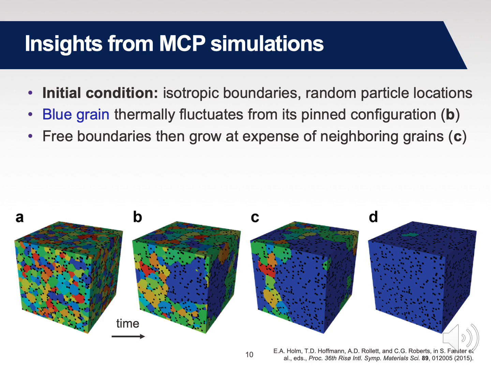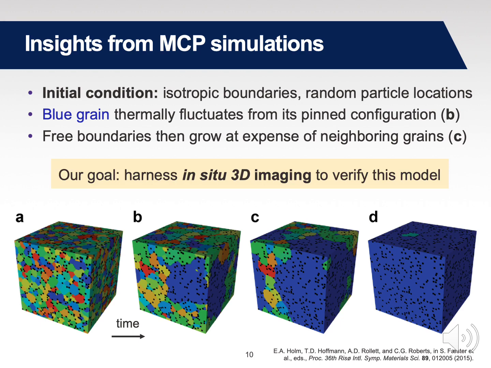It's important to keep in mind here that her simulations make a number of assumptions, as I mentioned above. Perhaps the biggest is on the particle distribution, that the particles are located randomly in this three-dimensional material. But of course, this is easier to achieve in simulation than in practice. So our goal is to harness in situ and 3D imaging, which is our expertise, to verify this picture and to determine also the influence of the particle locations, the influence of non-randomness in the particle positions.